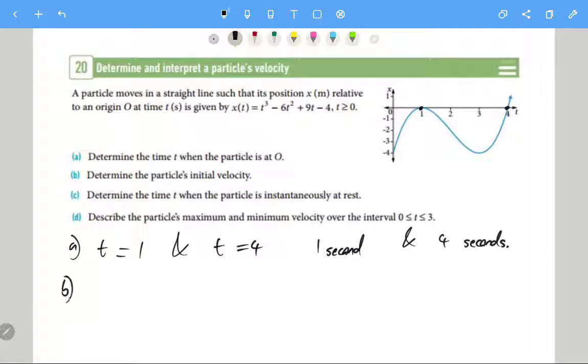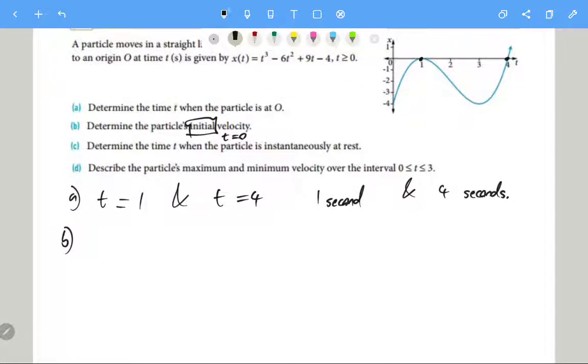For part B, determine the particle's initial velocity. Just remember, the word initial means when time is equal to 0. So for initial velocity we want to find v of 0, and our velocity function, v of t, is given by x dash of t. So let's work out the derivative of x of t. We get 3t squared minus 12t plus 9.